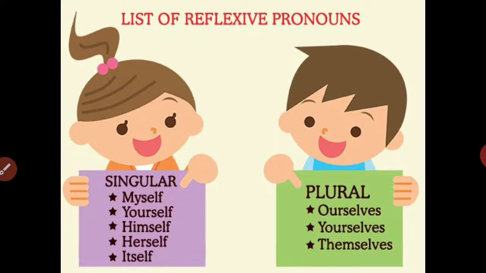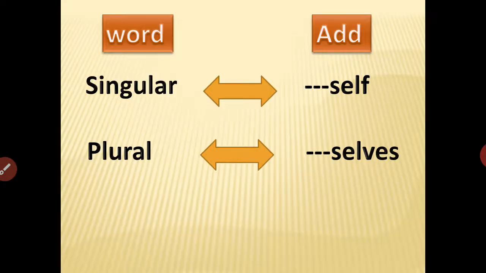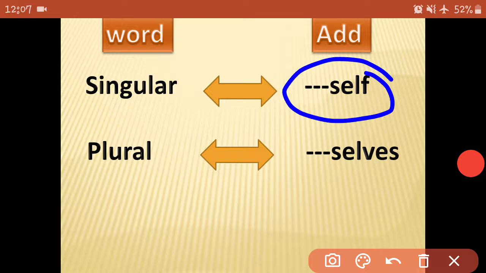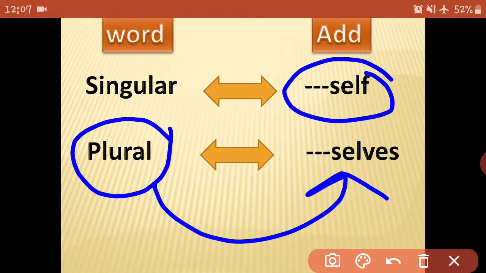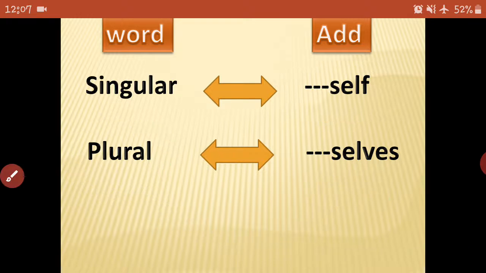Now here is a list of reflexive pronouns. Myself, yourself, himself, herself, itself are singular. Ourselves, yourselves and themselves are plural. Now what is the difference here? If the word is singular, then we add the word self to it. If the word is plural, then we add the word selves to it.